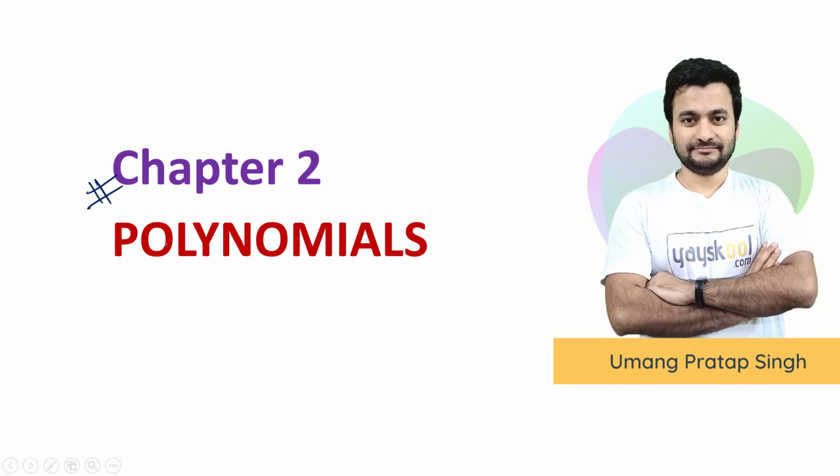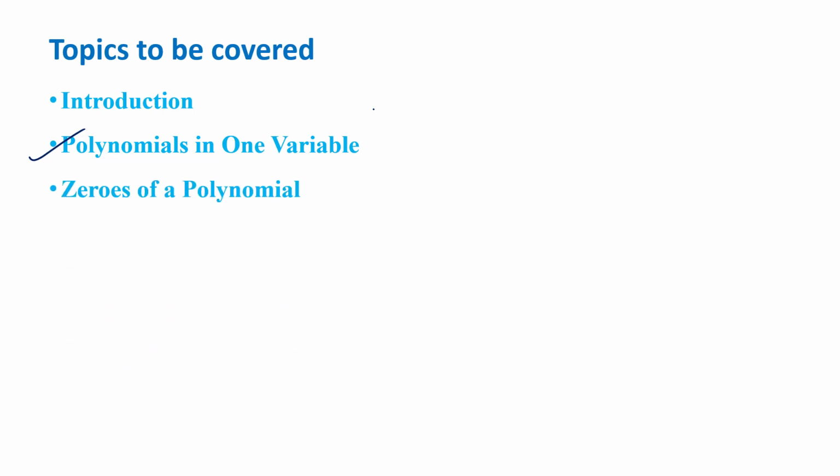Before I start this lecture, let us see what topics we are going to cover. The first will be the introduction of this chapter. Second will be polynomials in one variable, where we will discuss the definition of polynomials and what polynomials in one variable are. After that, we will see the zeros of a polynomial, then the remainder theorem, which is a very important theorem for this chapter.